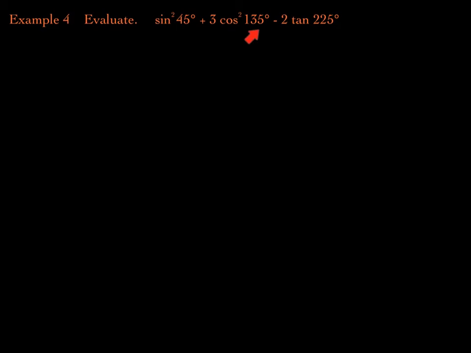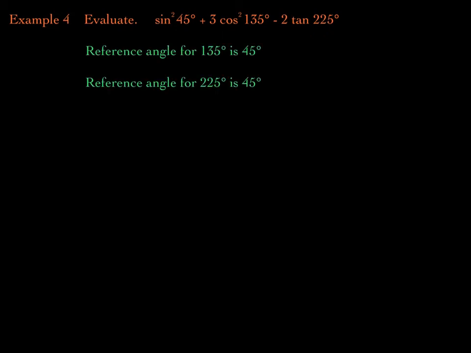For 135 degrees and for 225 degrees, we want to use their reference angles. The reference angle for both 135 degrees and 225 degrees is 45 degrees. Now, we have to be careful here because 135 degrees is in quadrant 2 and cosine is negative in quadrant 2. 225 degrees is in quadrant 3 and tangent is positive in quadrant 3.